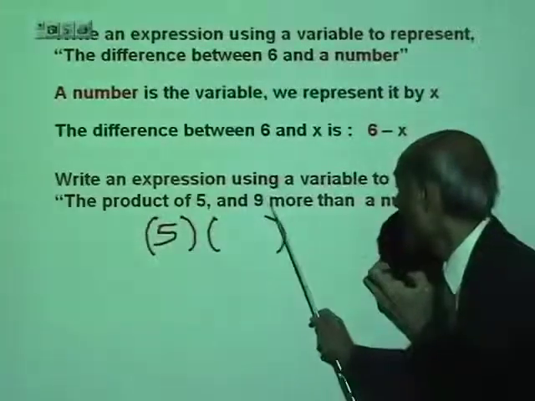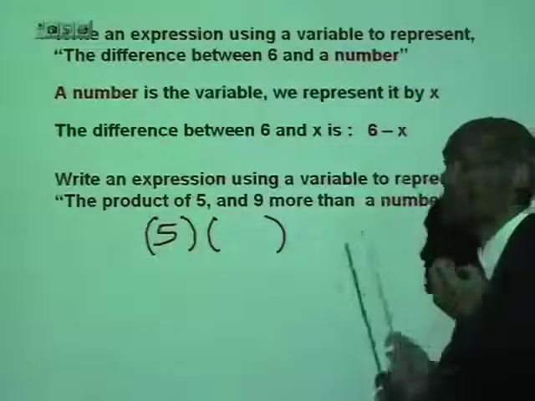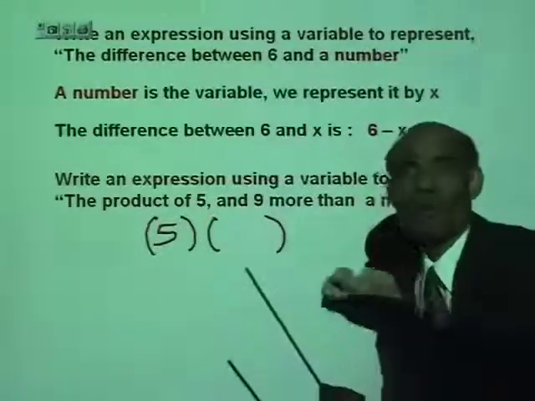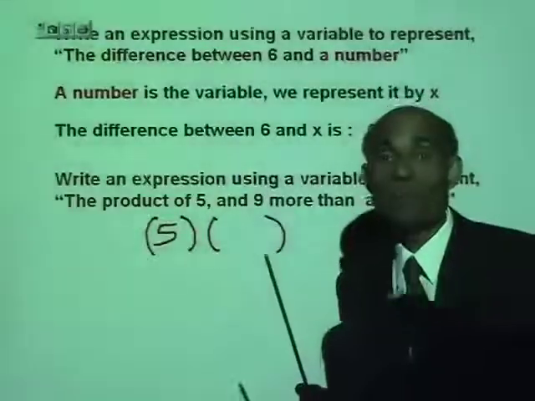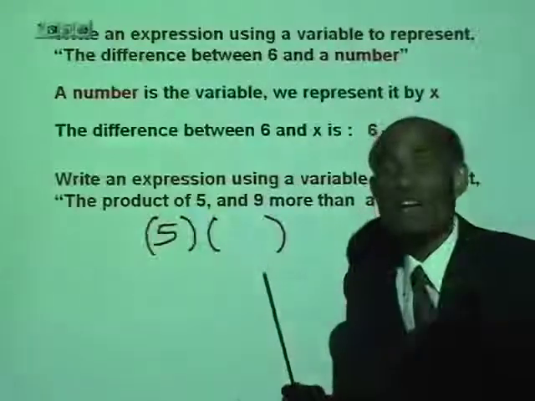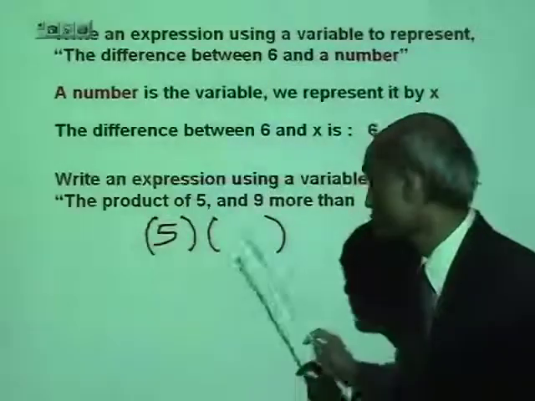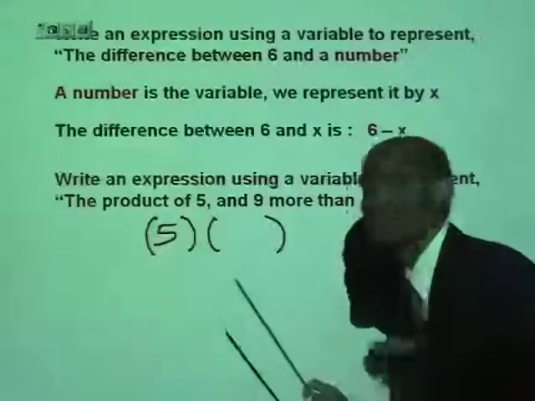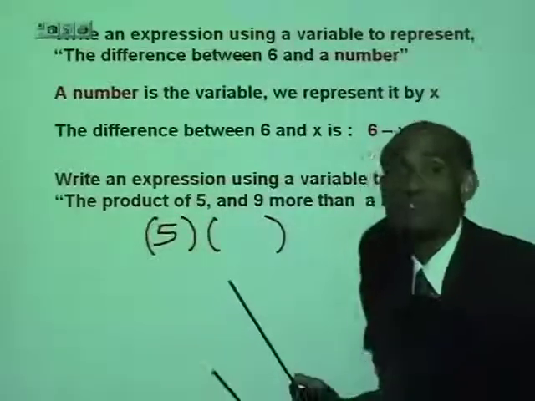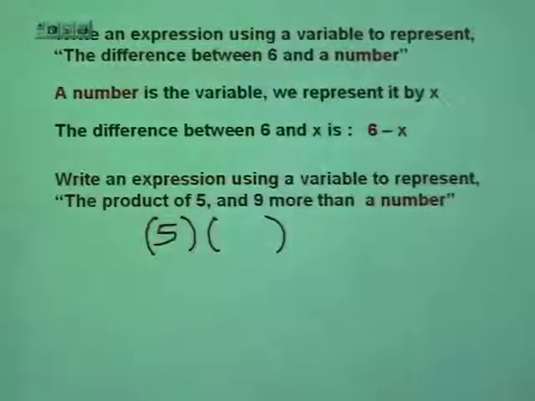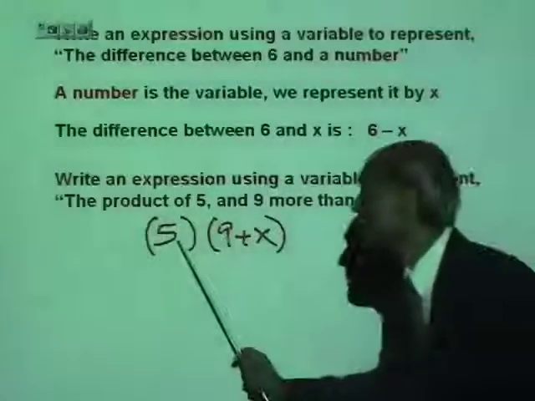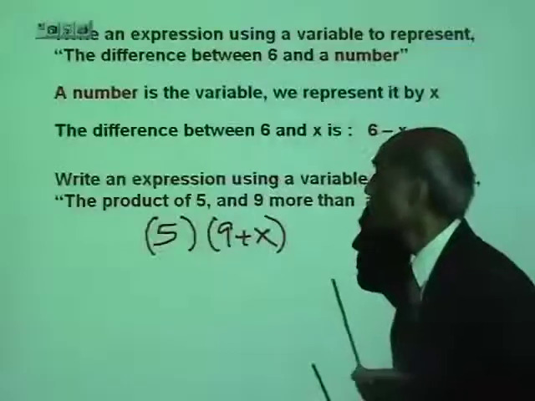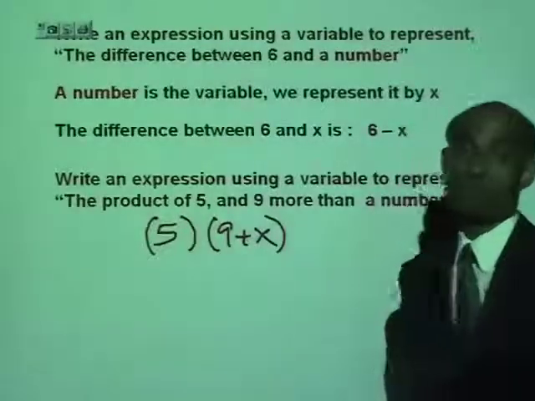It says 9 more than a number. What is 9 more than a number? 9 more than a number means 9 added to a number. So what comes here is 9 added to a number. What is 9 added to a number? It's 9 plus x. So this is the product. 5 times 9 plus x is the product.